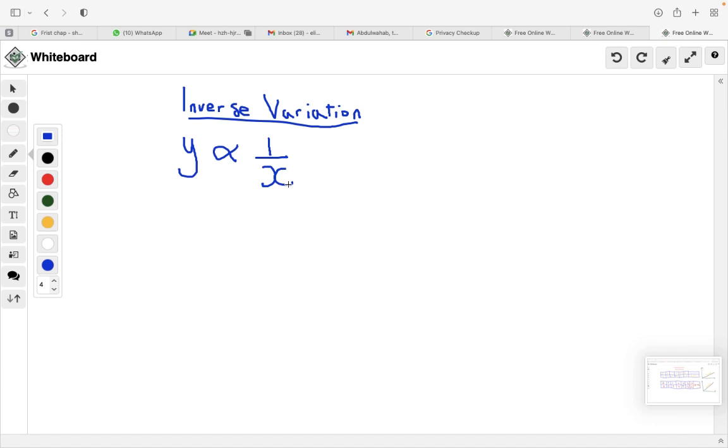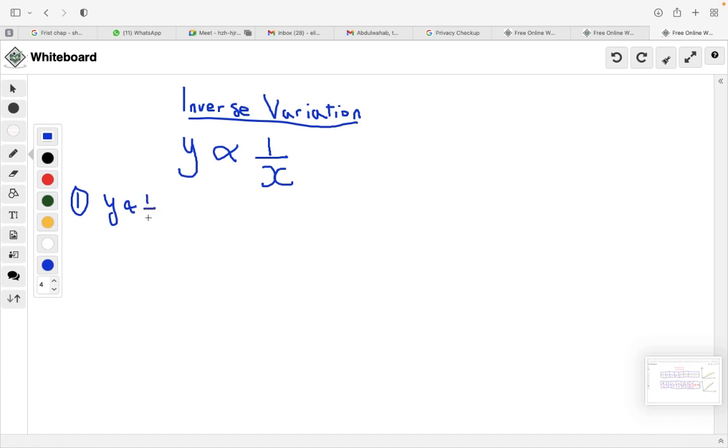Now let's take a look at the mathematical concept and solve one or two problems to illustrate it. For the first question on inverse variation, we say y varies inversely as x.